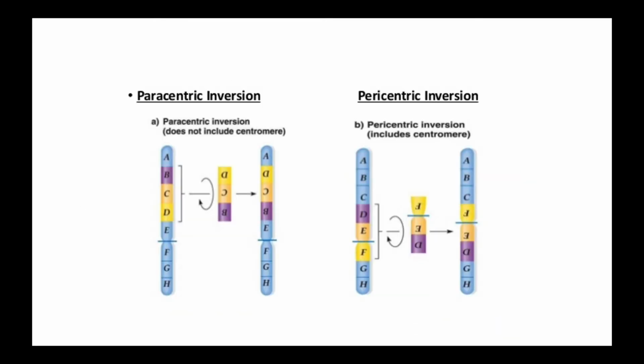There are two types of inversion, paracentric inversion and pericentric inversion. Pericentric inversion involves the centromere, meanwhile, paracentric inversion does not involve the centromere.